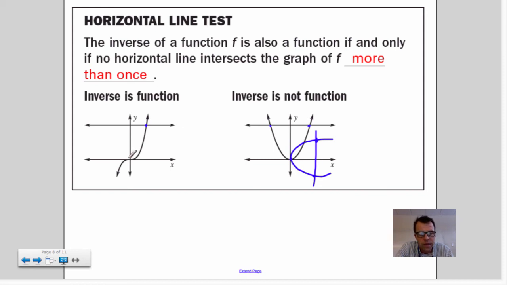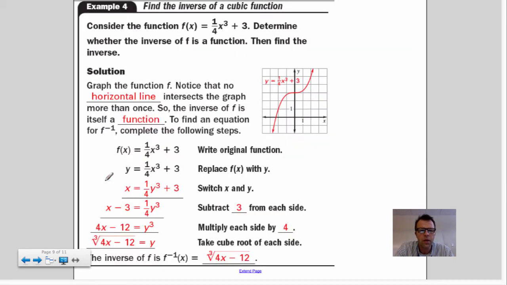The inverse of this guy, by the way, I could draw that one as well. It looks like this. And so you can see, this inverse is a function. It passes the vertical line test.